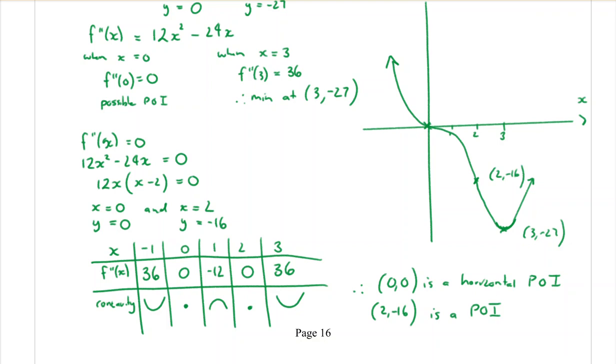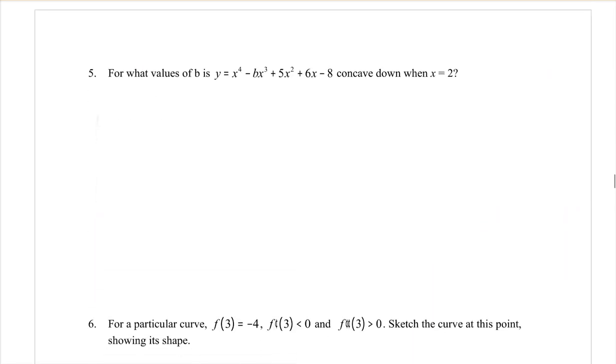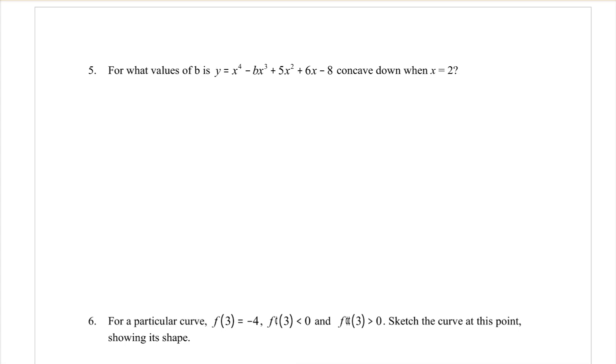Okay guys, let's keep going. We've still got a couple to do. Question 5. For what values of b is that lovely equation there concave down when x equals 2?